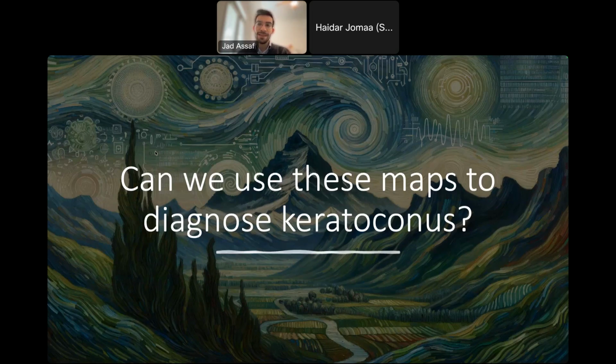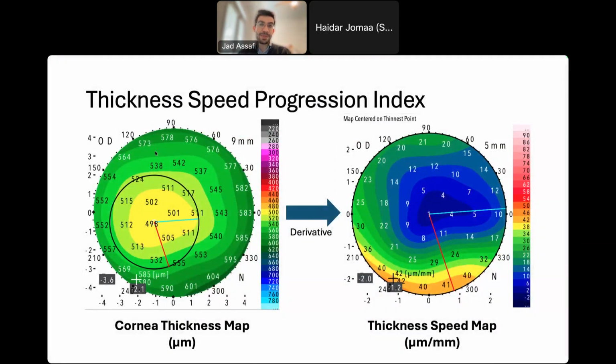And for that, we need to look at topography maps to be able to understand whether a cornea is actually progressing or not, or actually has features of keratoconus or not. One of our projects was to derive and come up with a thickness speed progression index, which is an index of the thickness progression of the cornea, basically.